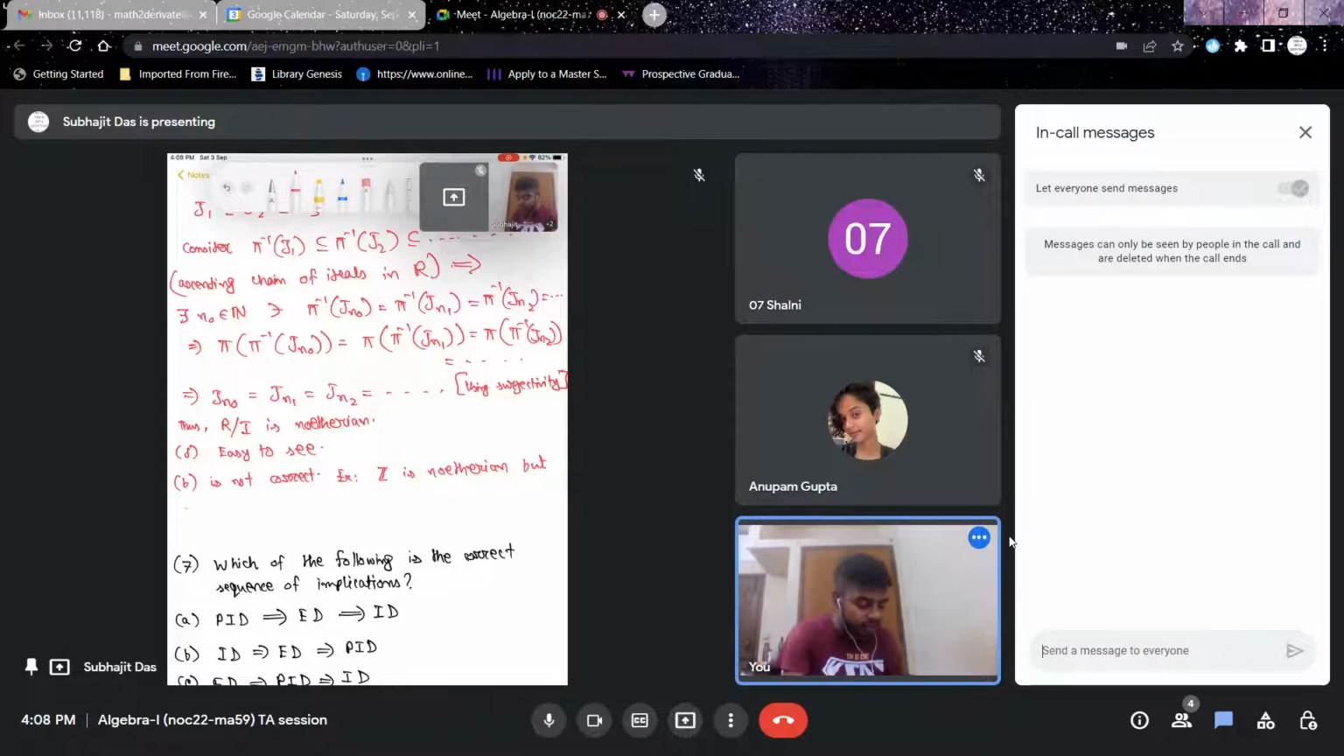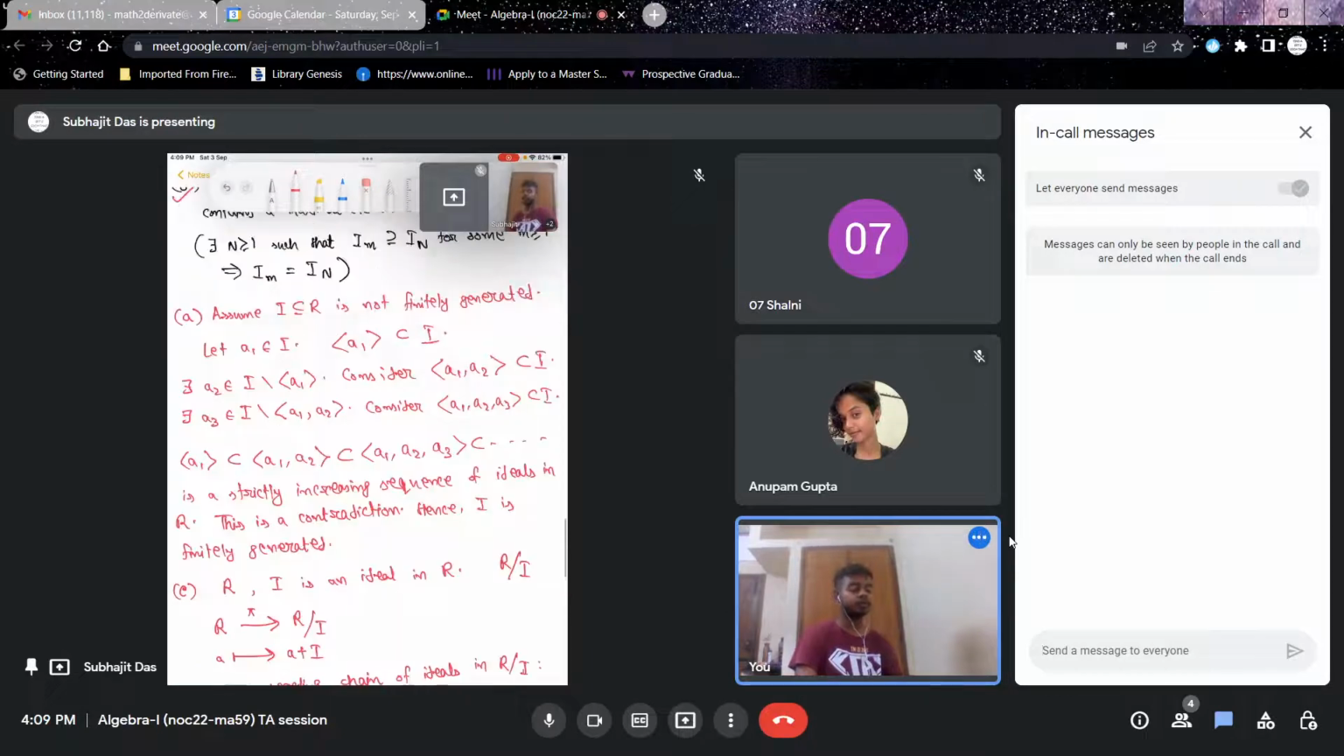So if you just take 2Z, the ideal generated by 2, this properly contains 4Z, right? This properly contains 8Z, which properly contains 16Z and so on, right? It is a strictly descending chain. So certainly option B is wrong.